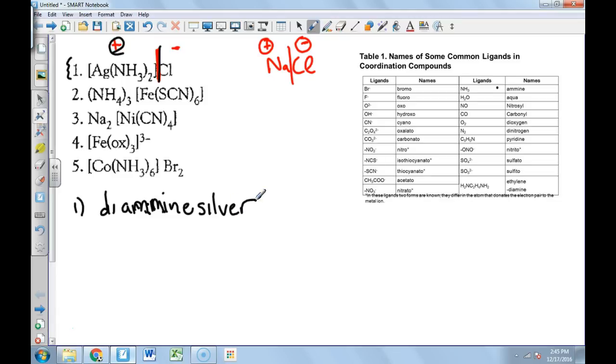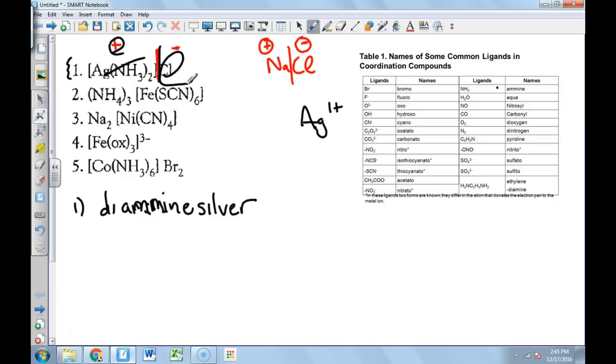And now this is silver. Ag is silver. Now silver is a transition metal, but silver is unique because, for transition metals, it only will ever have one charge. Silver is always going to be Ag1+. So because silver is always 1+, we don't have to write its charge in parentheses. So this is the diamine silver ion. So we've named that part of it.